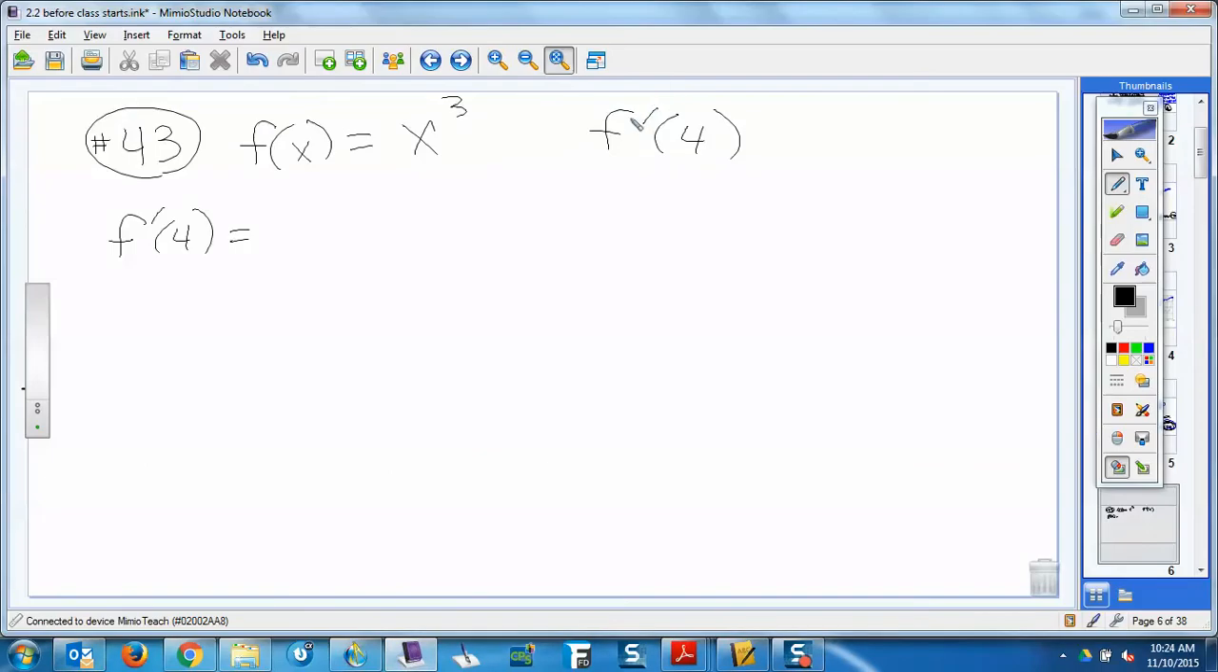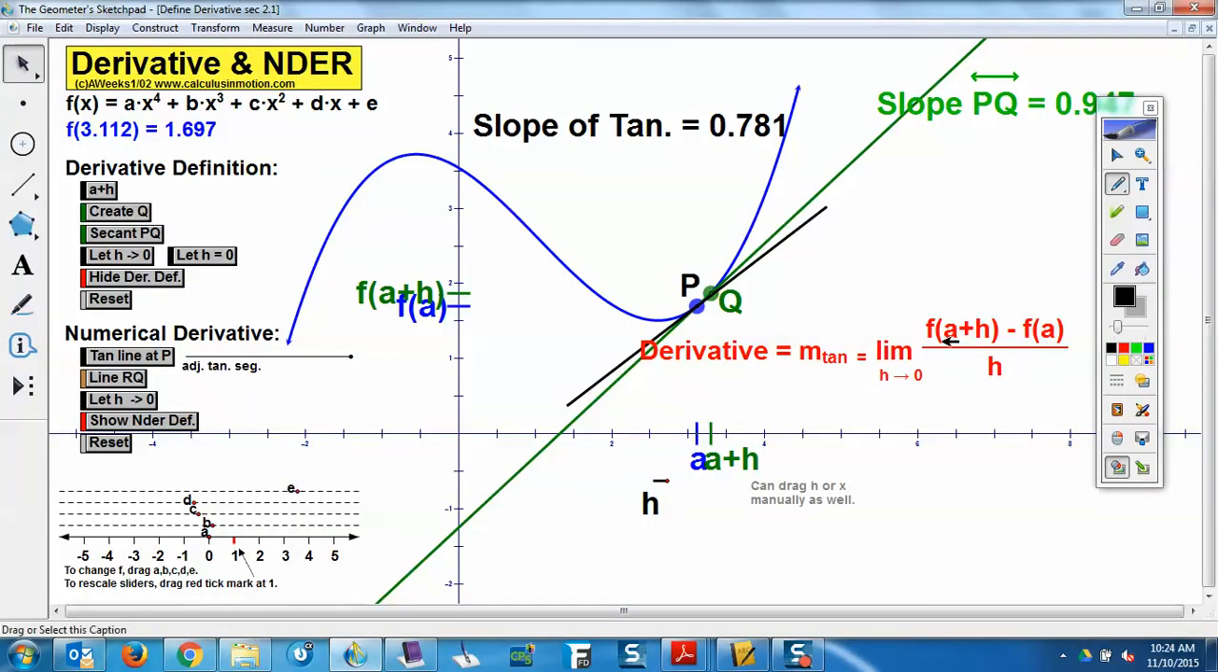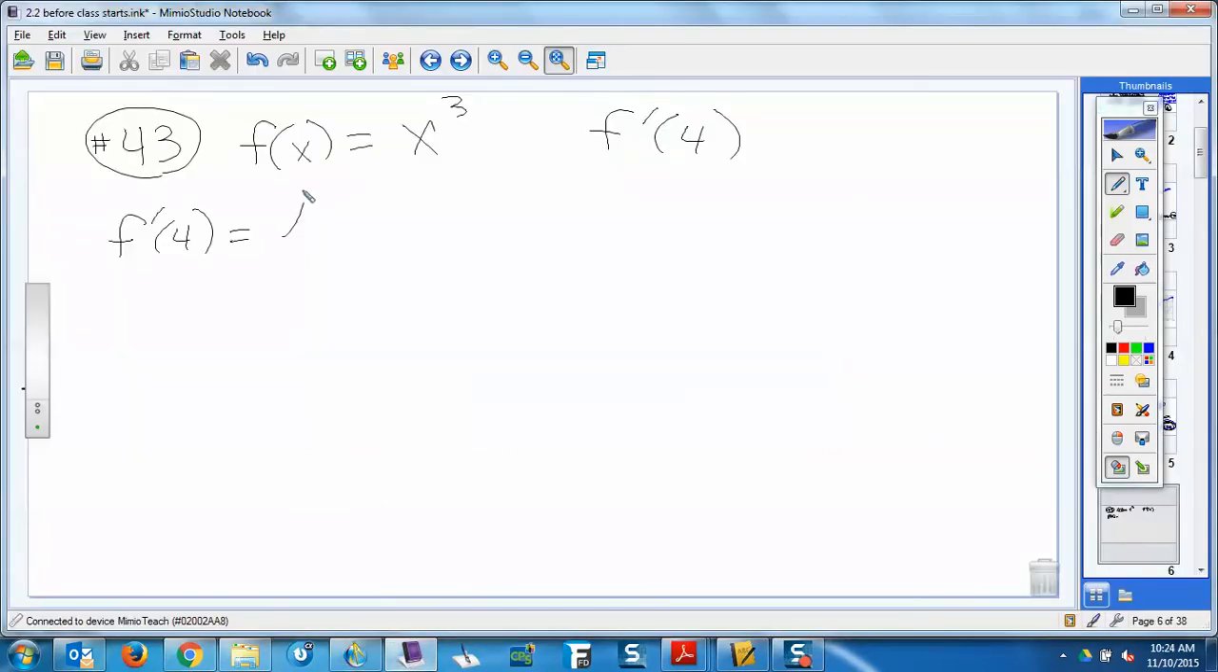Okay, so we're trying to find f prime of 4. So our 4 would be our a. So we put our 4 right there in place of our a. So limit as h approaches 0, f of 4 plus h minus f of 4, all over h. Let's write it off to the side here, limit as h approaches 0.